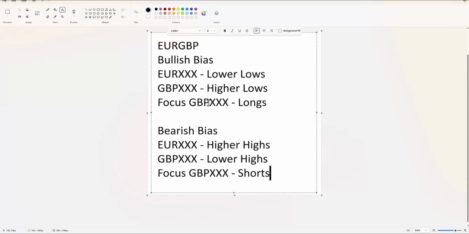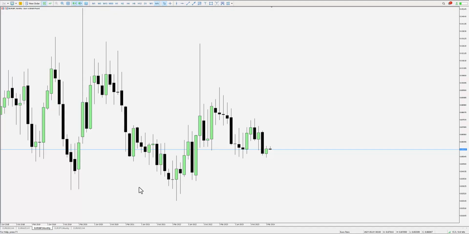So now with shorts, say you're focusing on bullish bias for Euro GBP, this is what you need to see. So Euro GBP is going to go to the upside. For a bearish bias, you need higher highs on euro pairs and lower highs on pound pairs. Euro GBP is also going to go to the downside. So coming back to the chart, right?